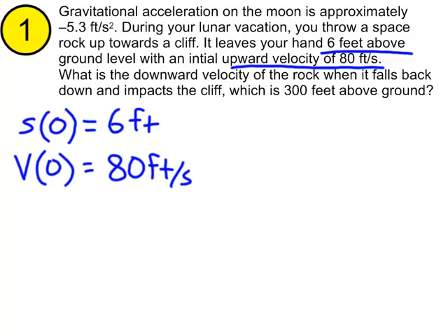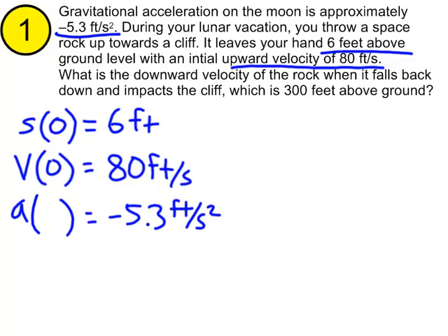And finally, we're told that the acceleration is negative 5.3 feet per second squared. So the acceleration is going to be negative 5.3 feet per second per second. Now, I'm not going to put a 0 inside this parentheses. I could, and it would be a true statement. The acceleration is negative 5.3 feet per second squared when t equals 0.